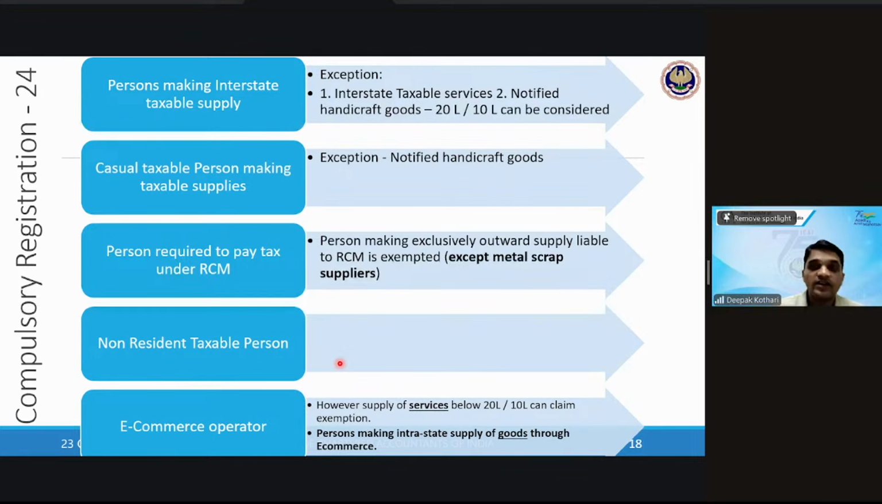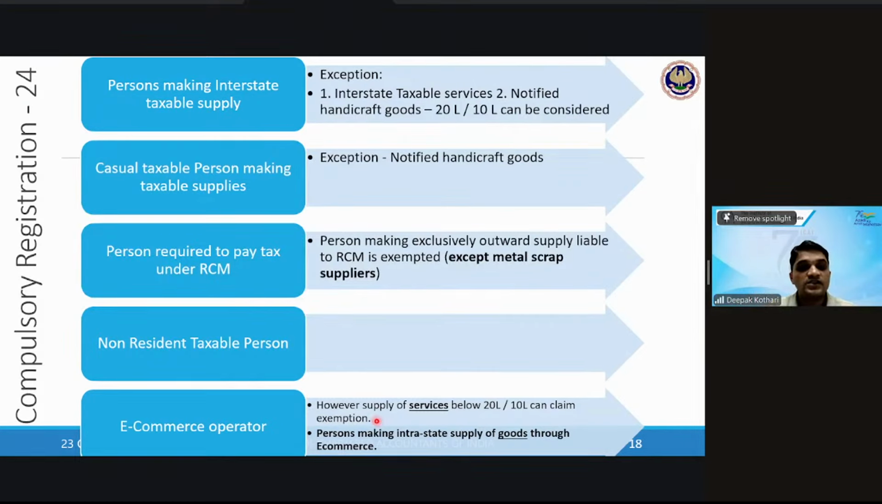Again, there are exceptions. The requirement was that first the e-commerce operator will register, and if you are supplying through an e-commerce, you also have to register. Both people have to register. E-commerce will definitely register. But when you are supplying through an e-commerce, you also had to be registered. But now they have two exceptions.